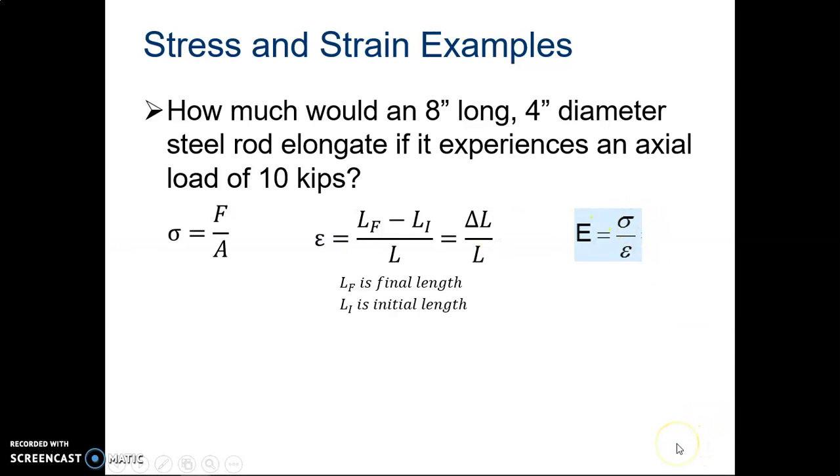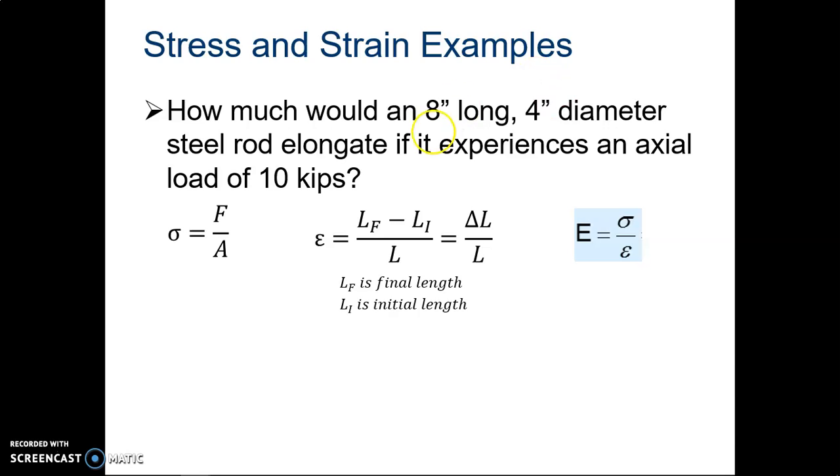Okay, so let's look at this first one. Ultimately, we're looking for how long the steel rod elongates. So which of these do you think we're actually trying to find? Like, what's my variable that I'm trying to figure out? How much it elongates. Well, an elongation is a change. So I'm actually going to be looking for, take a second, pause the video. I want you to guess, and I'll tell you the answer.